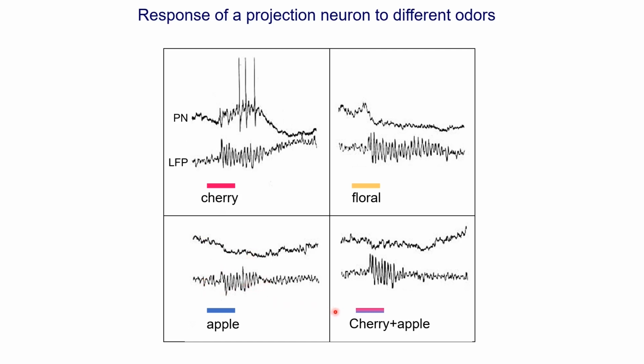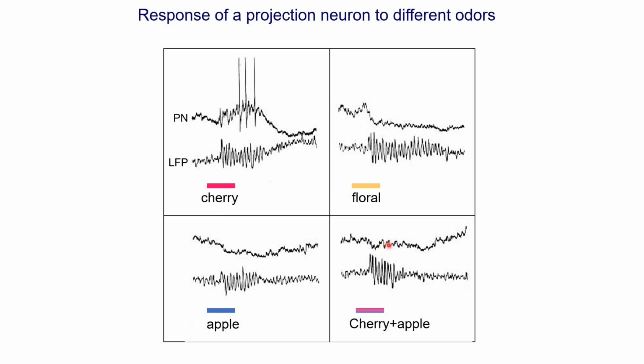And interestingly, when a mixture of cherry and apple odor is given, then also we see no activity in that particular PN, even though there was activity in the local field potential. Now it's interesting that although this projection neuron was responding to cherry odor alone, when cherry odor and apple odor are given together, then it is not responding.